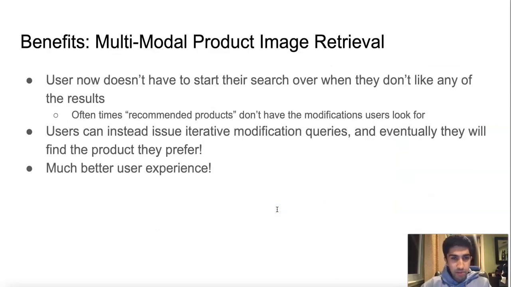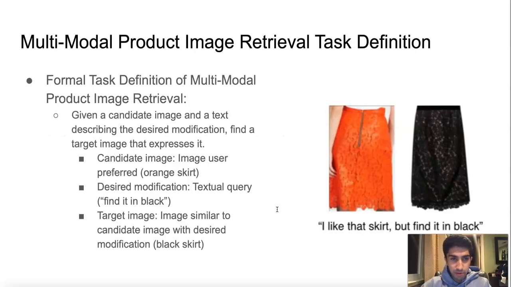The benefit of this method is that the user now doesn't have to start their search over when they don't like any of the results, and instead they can issue iterative modification queries, and eventually they will be able to find the product they prefer. So they can basically modify the products that they see and search for alternatives that have the modifications they like, which leads to a much better user experience.